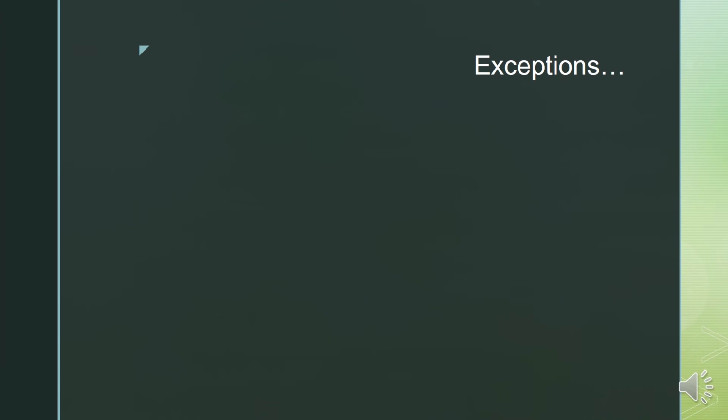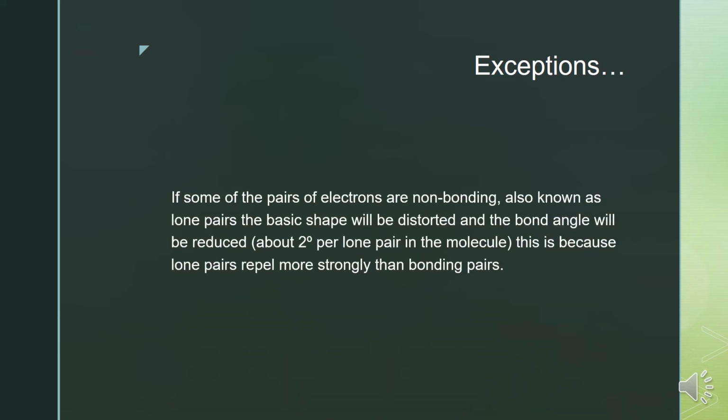The previous shapes have all had only bonding pairs. However, some molecules have non-bonding pairs, also known as lone pairs. These lone pairs distort the shape of the molecule and reduce the bond angle by about 2 degrees per lone pair. This is because lone pairs repel more strongly than bonding pairs, so this causes them to be further apart. This results in two more shapes of molecules that you need to know, and we will look at these now.